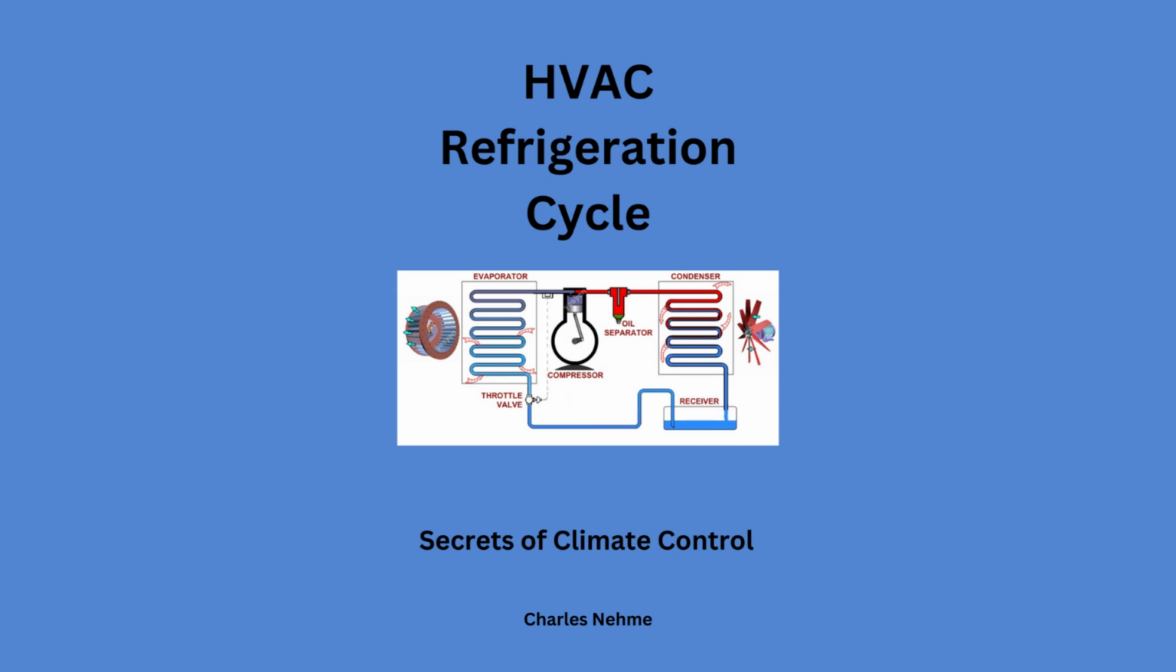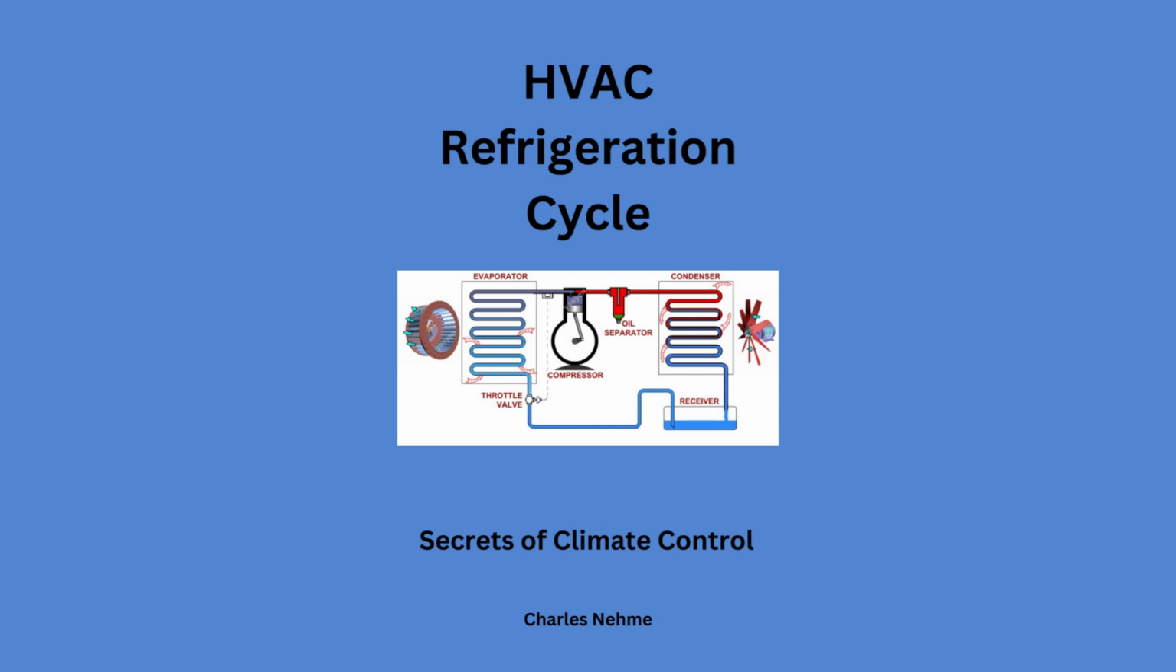4. What are the different types of HVAC refrigeration cycles? There are two main types of HVAC refrigeration cycles: vapor compression cycles and absorption cycles. Vapor compression cycles are the most common type of HVAC refrigeration cycle. They use a refrigerant to absorb heat from a space and transfer it to another space. Absorption cycles use a heat source to drive the refrigeration cycle. They are less common than vapor compression cycles and are typically used in applications where electricity is not available or is expensive.